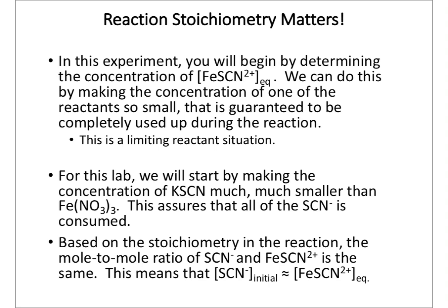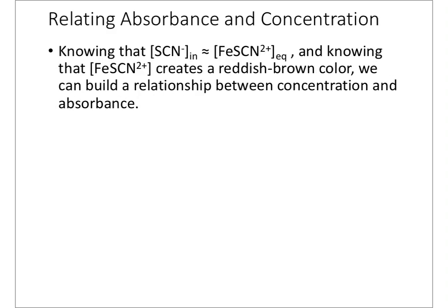Okay, and the way we're going to do that is we're going to use a much smaller amount of the SCN at the beginning of our reaction. Now, based on the reaction stoichiometry, this is a 1-to-1 ratio between the SCN and the FeSCN. So the initial amount of thiocyanate is approximately the same as the equilibrium amount of iron thiocyanate. So we can do a quick calculation to find the initial amount of SCN minus, which really comes from KSCN, and that amount will be equal to the amount of iron thiocyanate found at equilibrium.